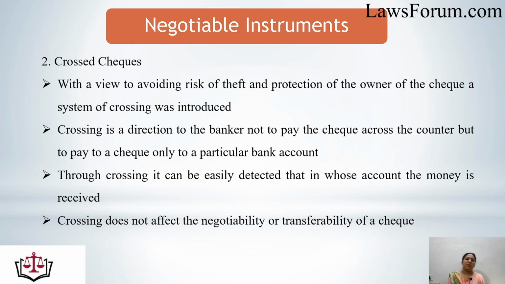The second type of cheque is the crossed cheque. With a view to avoid the risks of the bearer cheque, the risk of theft and the risk of loss, for the protection of the owner of a cheque, the crossing of cheque system was introduced. So what is a crossing? Crossing is basically a direction to the banker not to pay the cheque over the counter, but to pay the cheque only to a particular bank account.